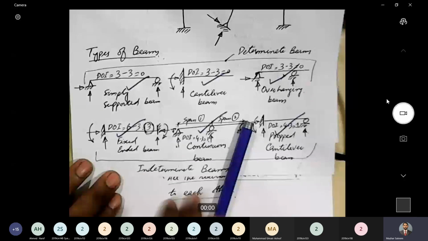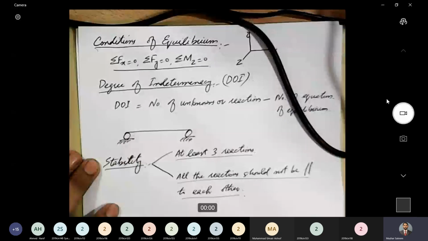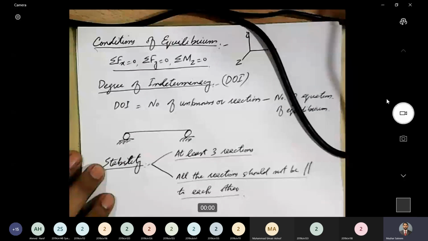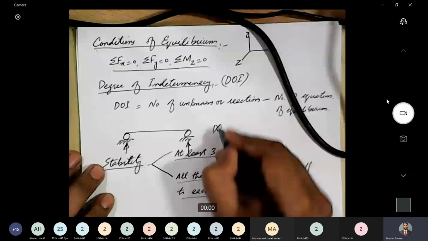So now, if I come back to the question that was asked previously about this beam, that we have a beam that has 2 roller supports, and if we calculate its degree of indeterminacy, 2 reactions, so degree of indeterminacy is equal to 2 unknowns minus 3 equations equal to -1. Actually, in this case, the degree of indeterminacy does not matter, because the structure is unstable. We need to make it stable first.